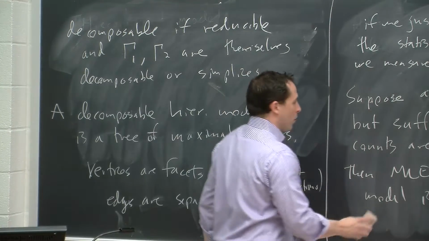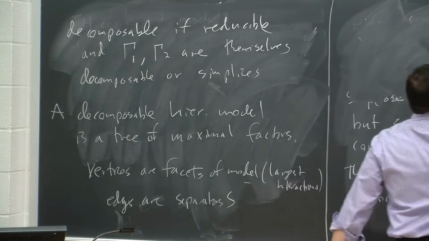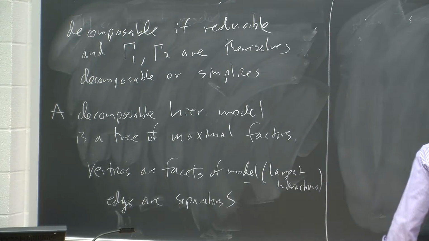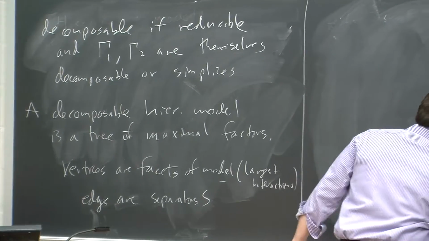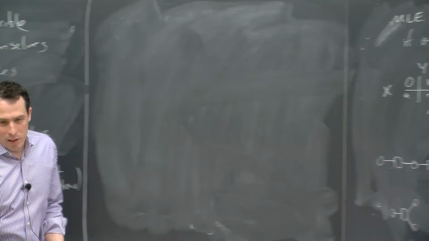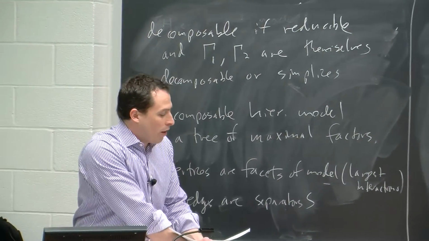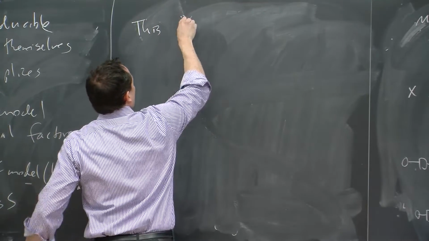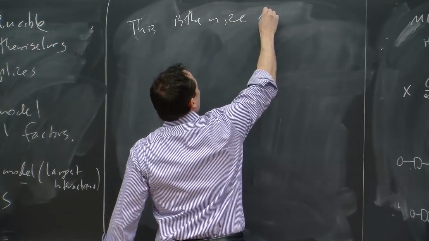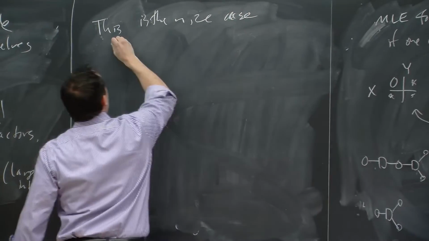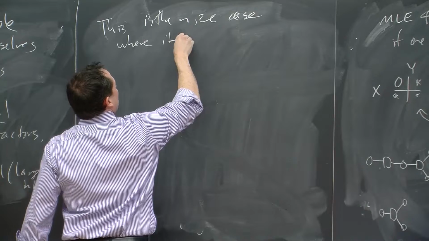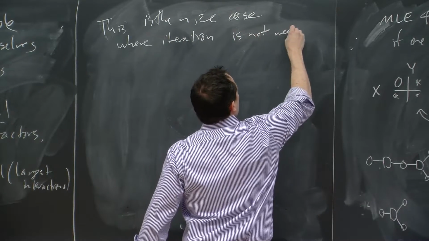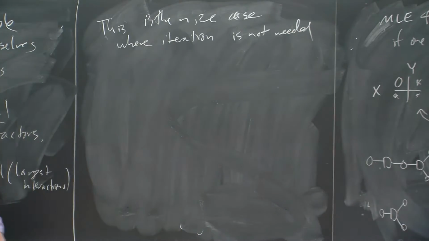So you won't see too many of these until you have a lot of variables. I know some of you have a lot of variables in your projects from what I've seen so far. So you maybe end up considering these. And you want to consider, if you can, decomposable models because they're easier to work with. One reason is that this is essentially the nice case where iteration isn't needed. In other words, where we can just write out generally the solution to the MLE.